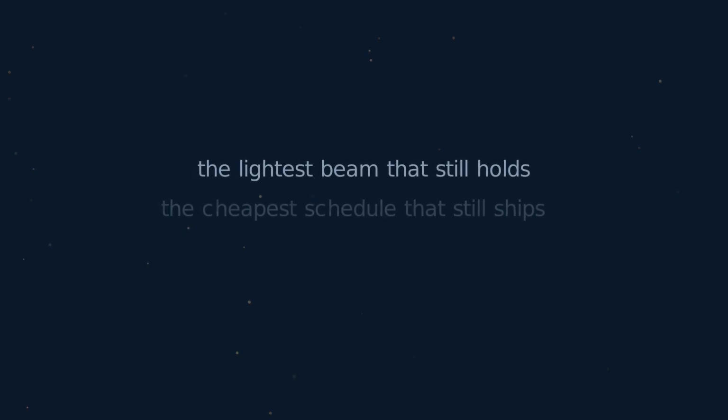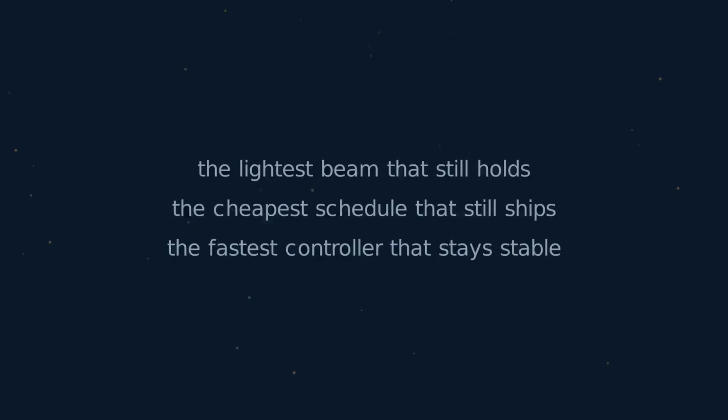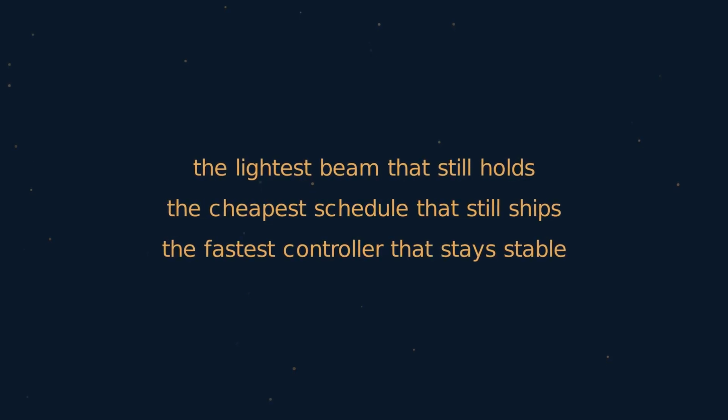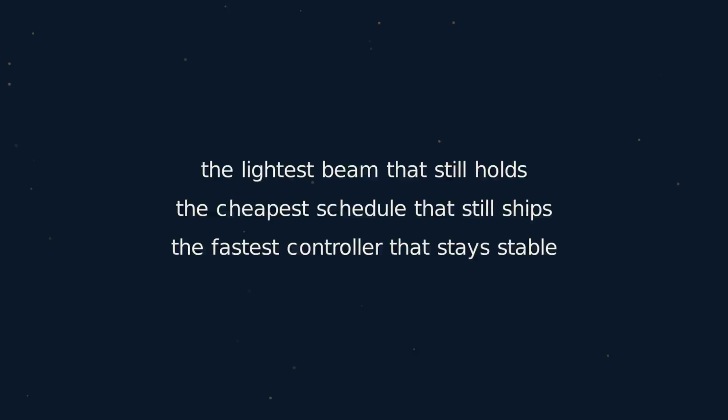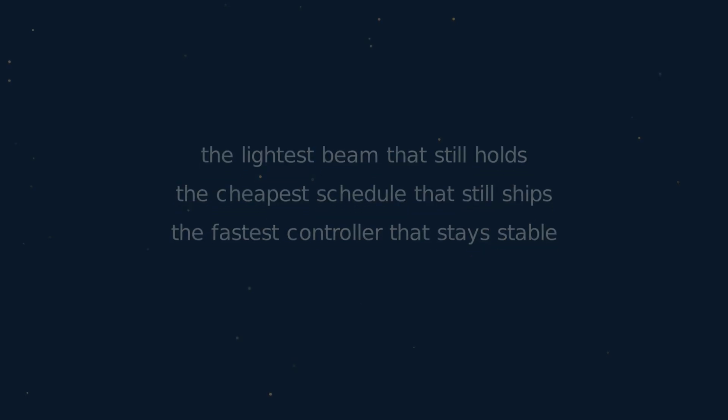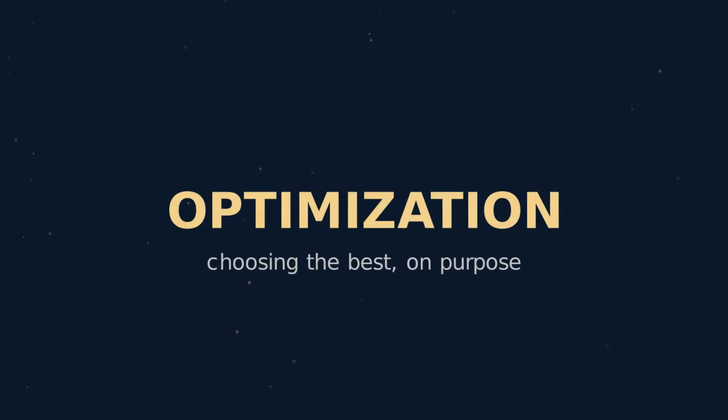Look closely at almost any engineering decision, and you'll find the same shape hiding underneath. Each one is really a search for the best choice among a whole ocean of possibilities. That search has a name. It's called optimization, and once you see it, you'll spot it everywhere.